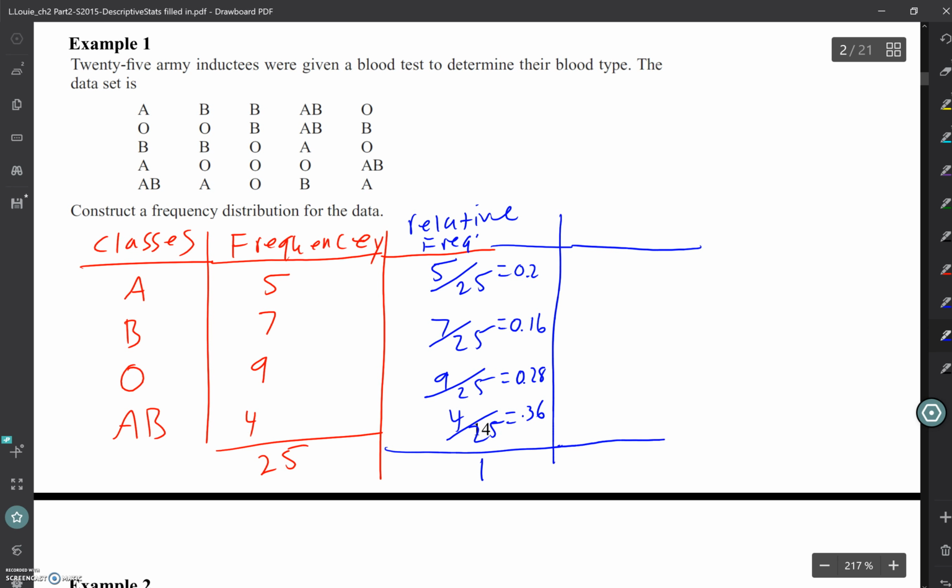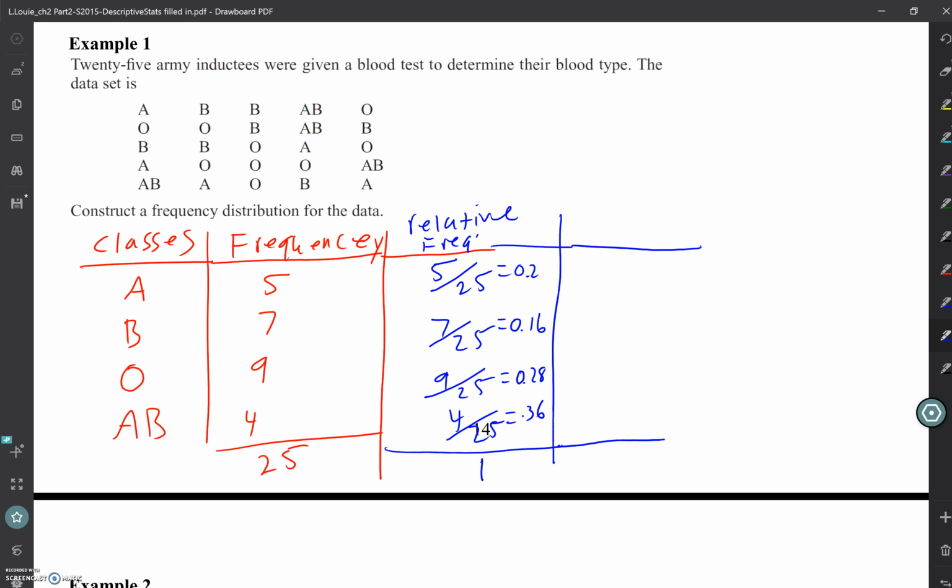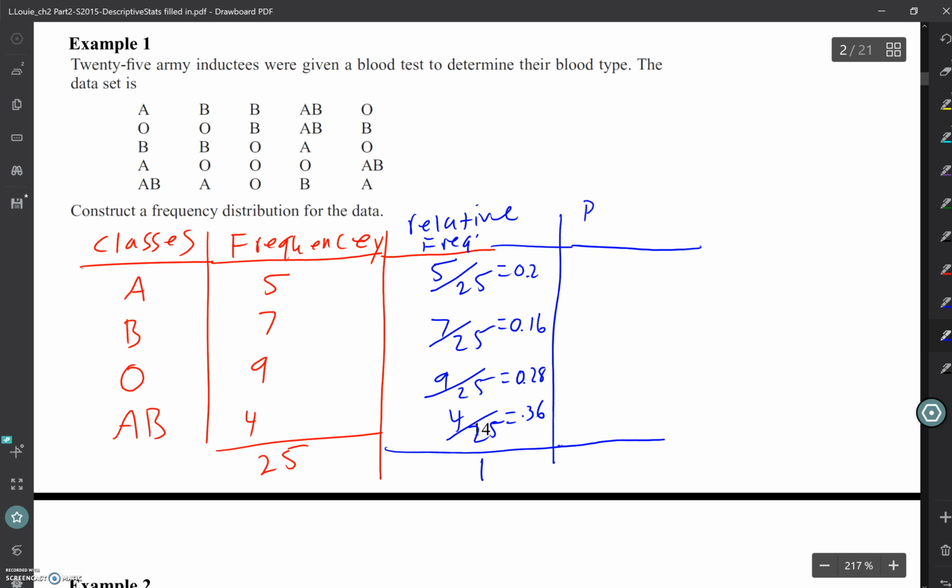And then, because I have the relative frequencies, you can turn those into percents. How can we get our percent frequencies? Times 100. So we could get 20, 16, 28, and 36, and these are now all percents. And that should add up to 100%, ideally.